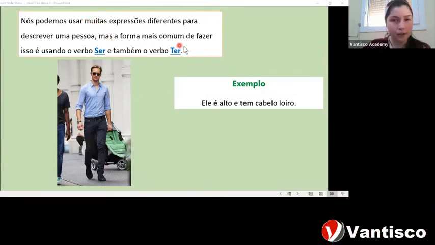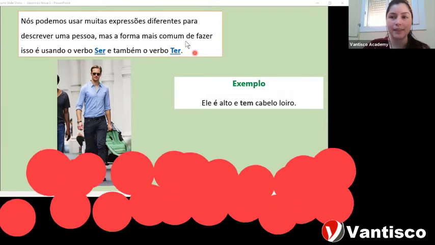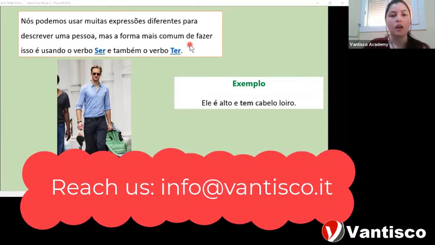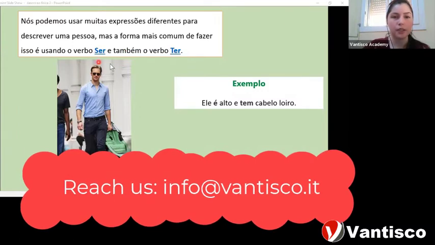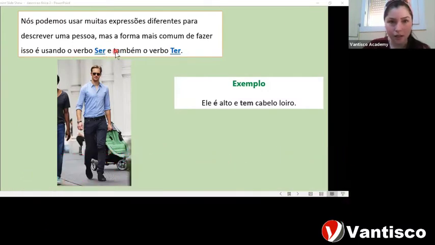Mas a forma mais comum de fazer isso é usando o verbo ser e também o verbo ter. But the most common form is to use the verb to be, in Portuguese, ser. We have studied about the verb ser, okay? And also the verb ter. We didn't study about the verb ter yet, but we are going to, okay?